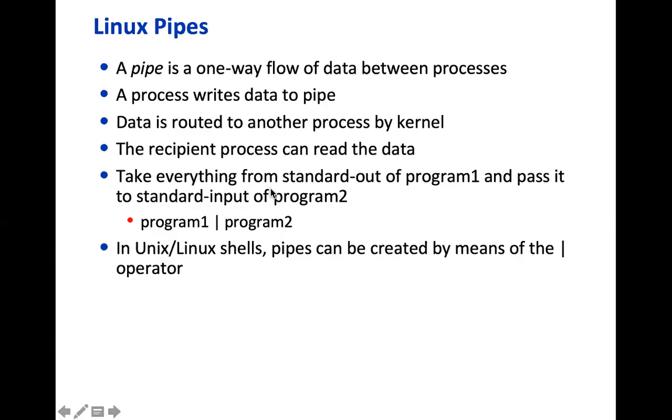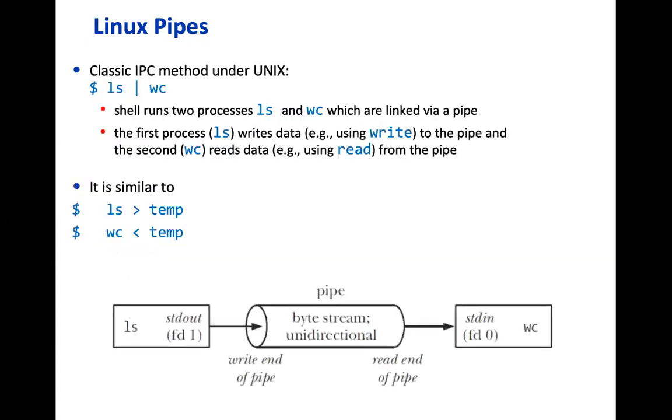So you can do this, like program 1's output goes to program 2. Take everything from standard out of program 1. Whatever is there on standard output is maybe a screen or terminal. Instead of the data going to the terminal, it goes as input to the other program. So in the shell you can use ls piped with wc.